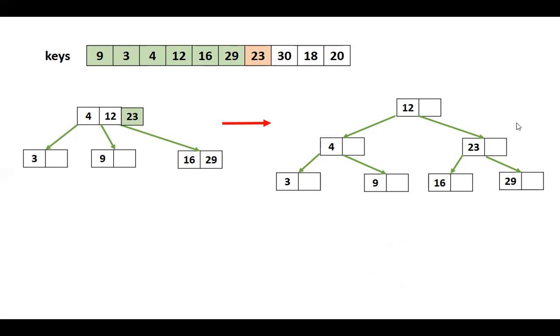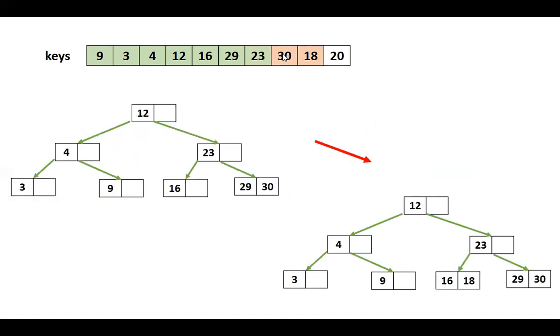Again, you see the search property is maintained. Everything on the right subtree of the root is greater than the root and left subtree is smaller than the root. That's why we say binary search tree property is maintained. Fine. Next, what we insert is 30, right? So greater than 12, greater than 23, so 30 is inserted after 29.